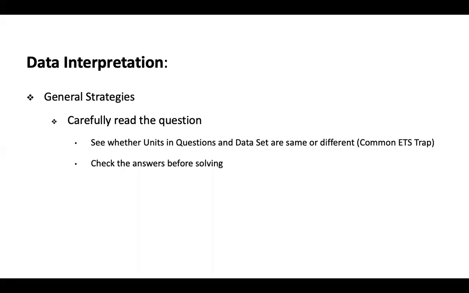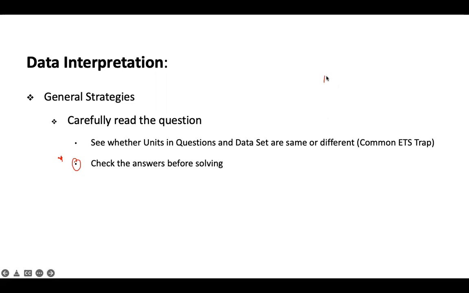And one more thing, check the answer options. This is a very important thing, and I will say this is the most important strategy which you should use while dealing with data interpretation: check the options before solving. What does that mean? Whenever you see a question, just see the question, and now see the options, whether the options are close together or far apart.